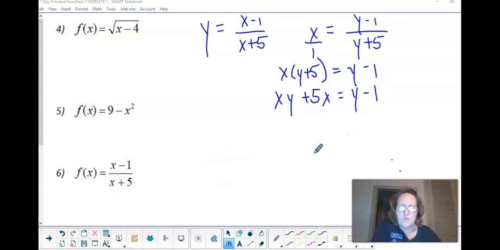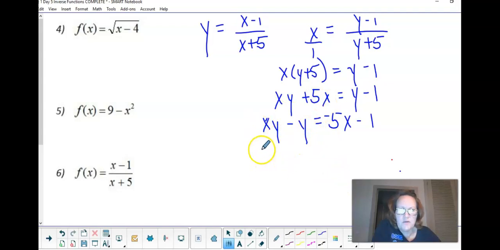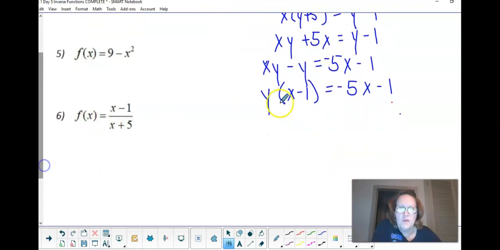Then I think I will try subtracting y from both sides. Minus y equals, and then I'm going to subtract 5x over here. Negative 5x minus 1. Okay, so then I'm going to factor out a y from this side. Now I can divide by x minus 1. So that cancels. y equals.